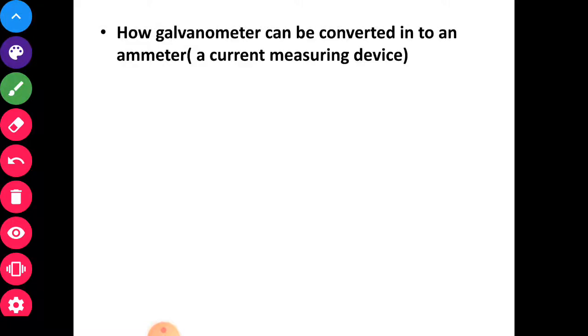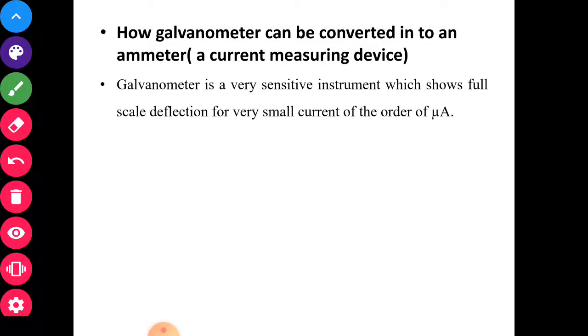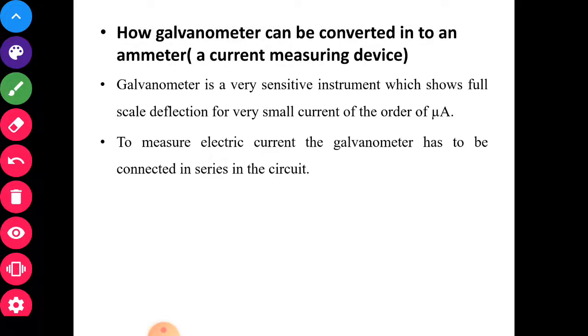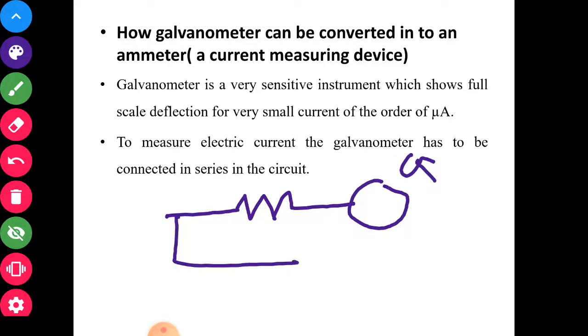Now, how can the galvanometer be converted into an ammeter, that is, a current measuring device? See, a galvanometer is a very sensitive instrument, and it shows full scale deflection when a very small current of microampere passes through it. To measure the electric current, this galvanometer has to be connected in series in the circuit. Try to understand this part. If you want to measure the current through, say, this resistance, then the galvanometer has to be connected in series in the circuit, so that current passes through it and is measured by it.